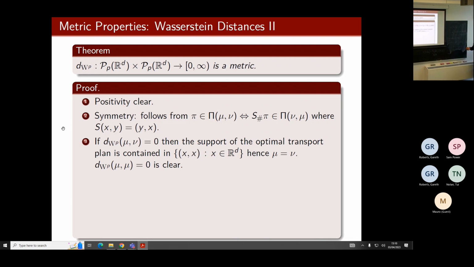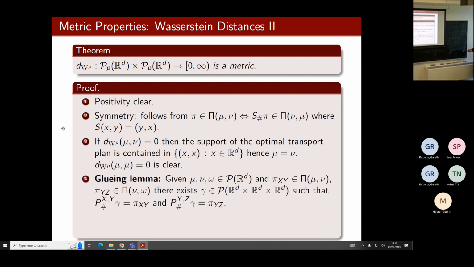If the Wasserstein distance is equal to 0, this then means that the support of the optimal transport plan has to be contained in this set XX, just along this identity mapping. So this would mean that mu has to be equal to nu. And of course, if mu equals nu, the Wasserstein distance between mu and mu being 0 also holds. So then all that is left is to do the triangle inequality.